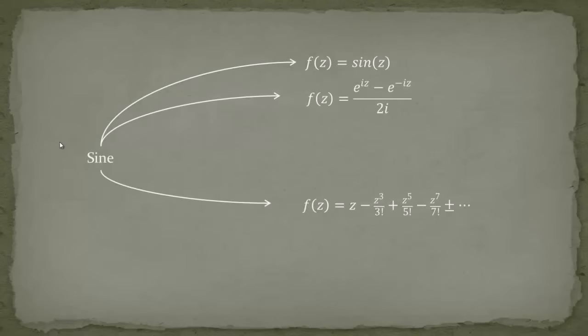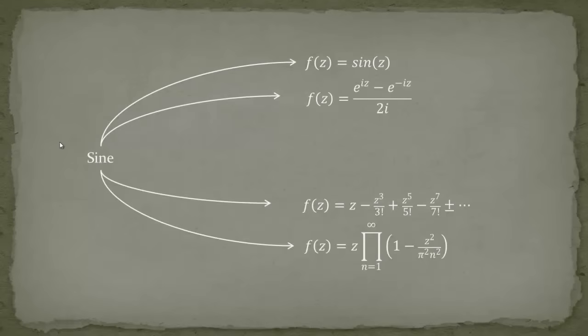Now, this is not all. There is also another representation, which is the product representation of the sine function, and actually you can write it down as z multiplied with the product of 1 minus z squared over pi squared times n squared, where n is a natural number. You can plug in 1, 2, 3, 4 and so forth, and then you get infinitely many products.